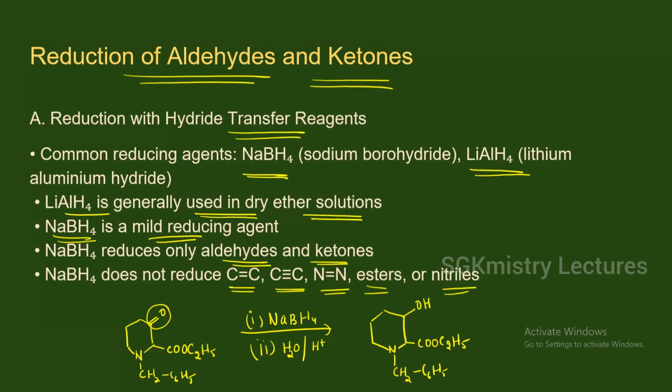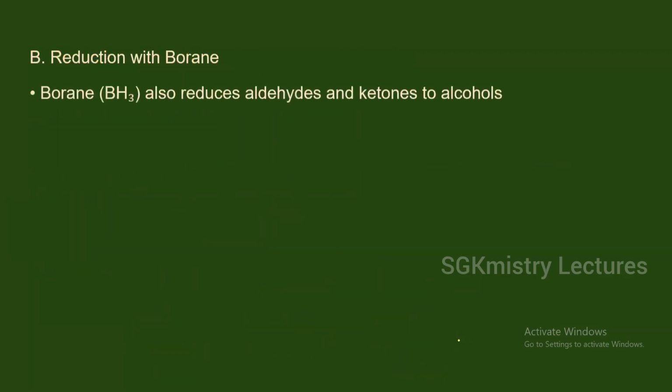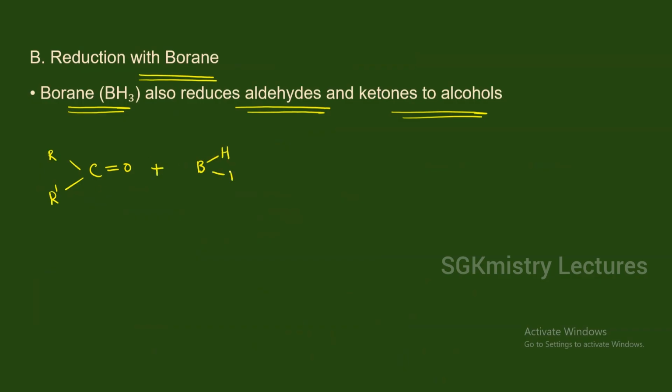Now, aldehydes and ketones can also be reduced using borane, right? So borane BH3 can reduce aldehydes and ketones. They will be reduced to alcohols. So let us look into how it takes place. Let me take a ketone. I'm going to take R and R dash. So when you're using borane BH3, right?